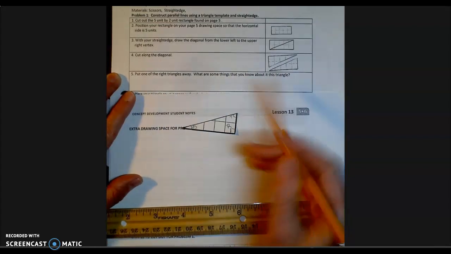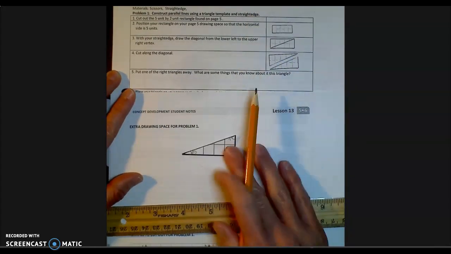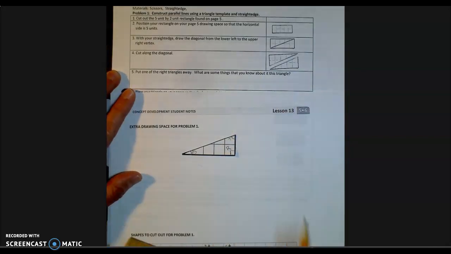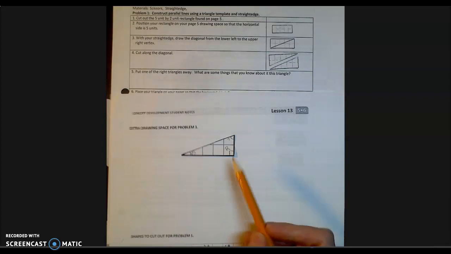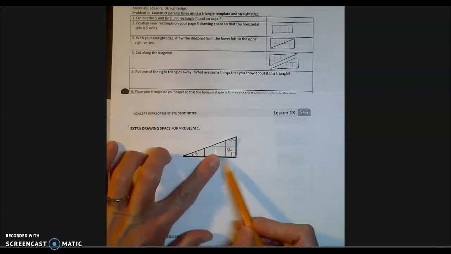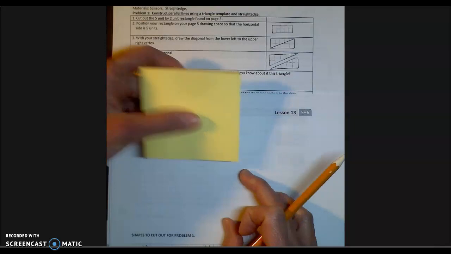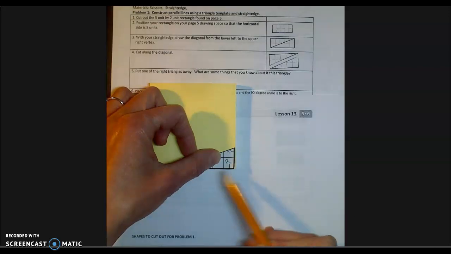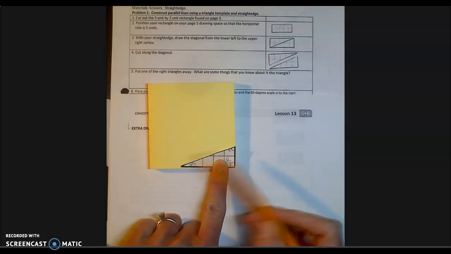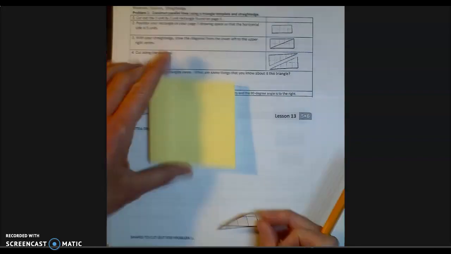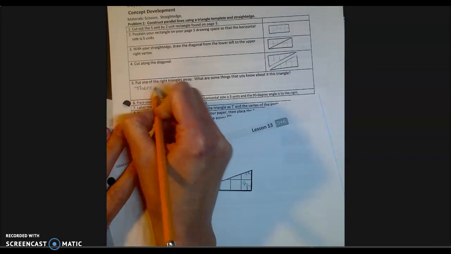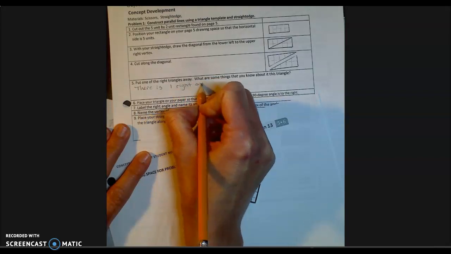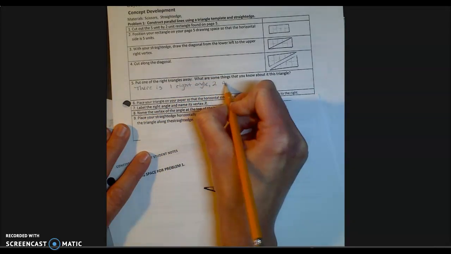So it says, they had us cut out this little triangle right here, and it says, what are some things that you know about this triangle? Well, one of the things I know is that it has a right angle, and I can tell because I can bring my little post-it note over here and it fits in there perfectly. So we have one right angle. So that means the other two angles are not right angles, those are acute angles. So there is one right angle and two acute angles.